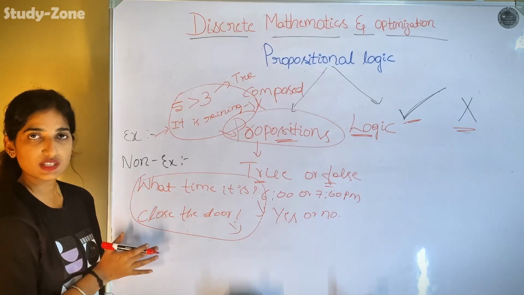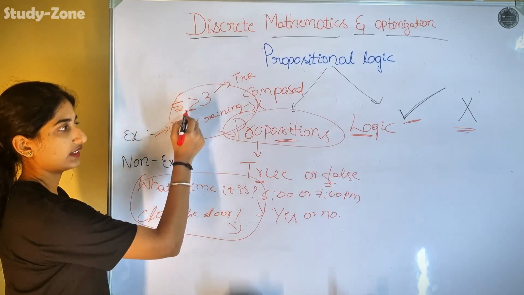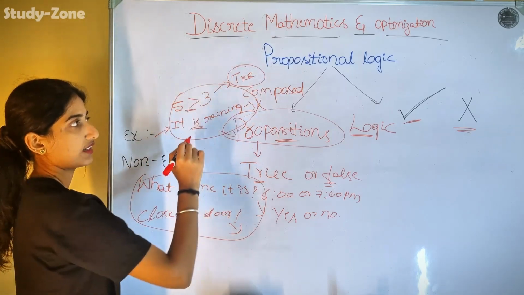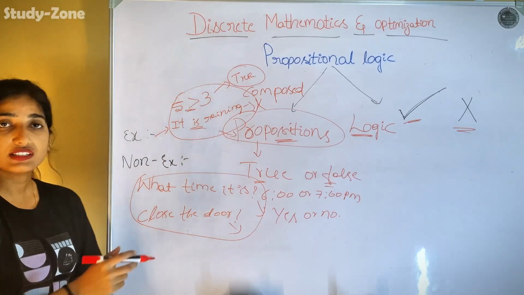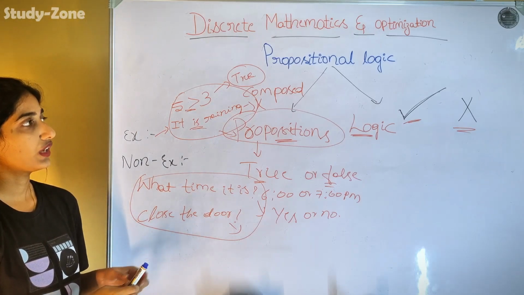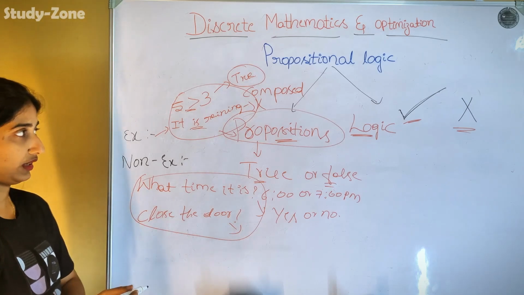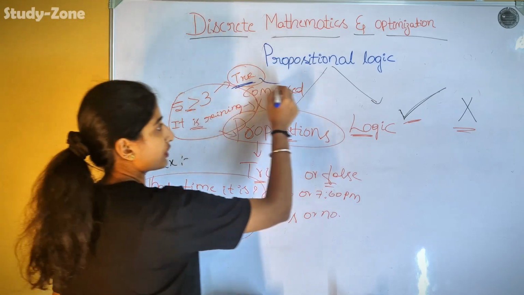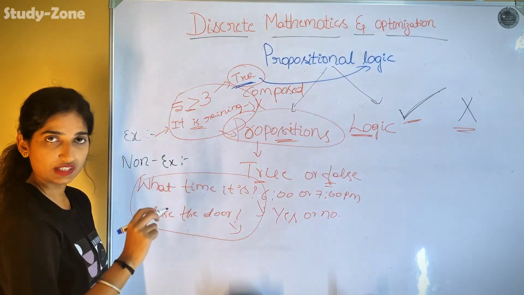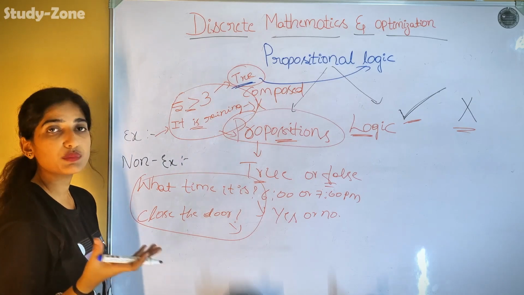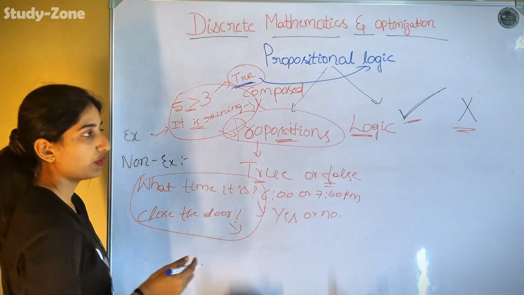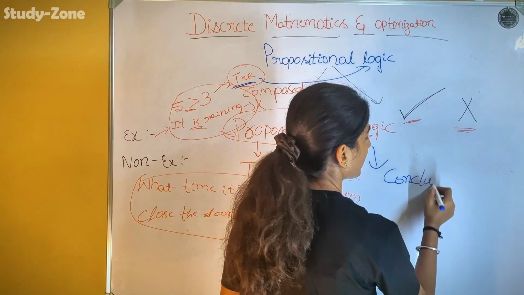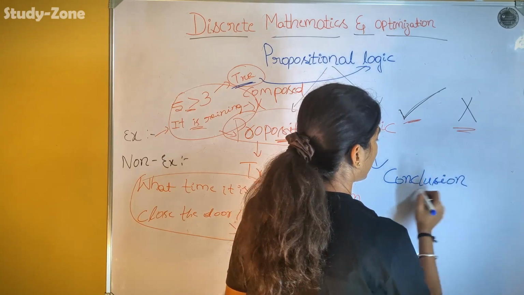Here we have seen some of the statements, right? 5 is greater than 3. It is raining. These are propositions. Drawing a conclusion from these, which means 5 is greater than 3, we are deriving a conclusion for this statement, right? To derive a conclusion for this statement, we need logic. We all know about logic, right? Logic means we are getting some conclusion for the statement. So logic helps to attain a conclusion. Mainly what we are doing is attaining a conclusion for the statement.